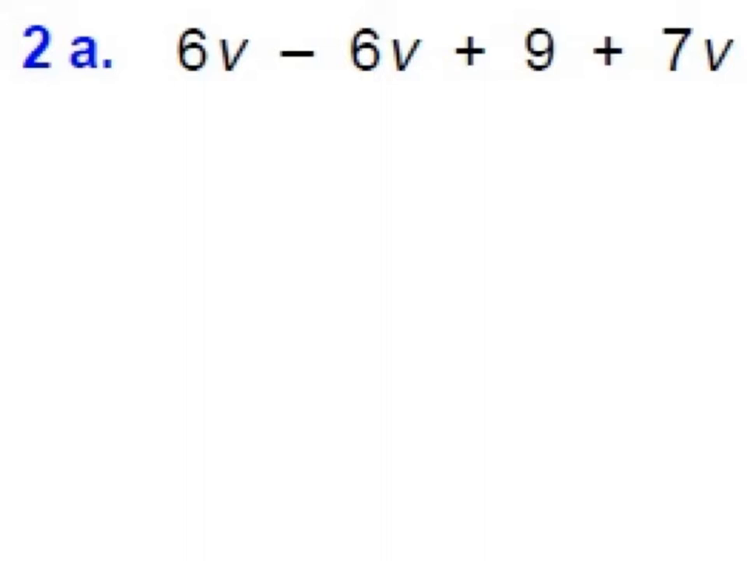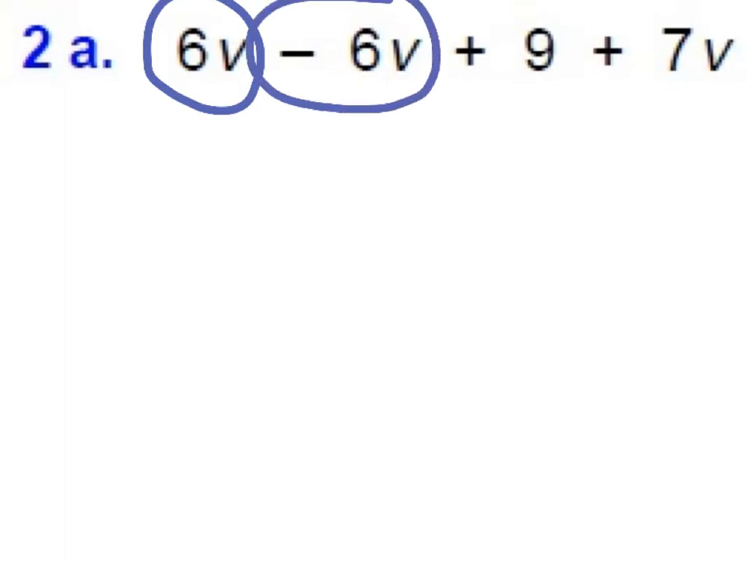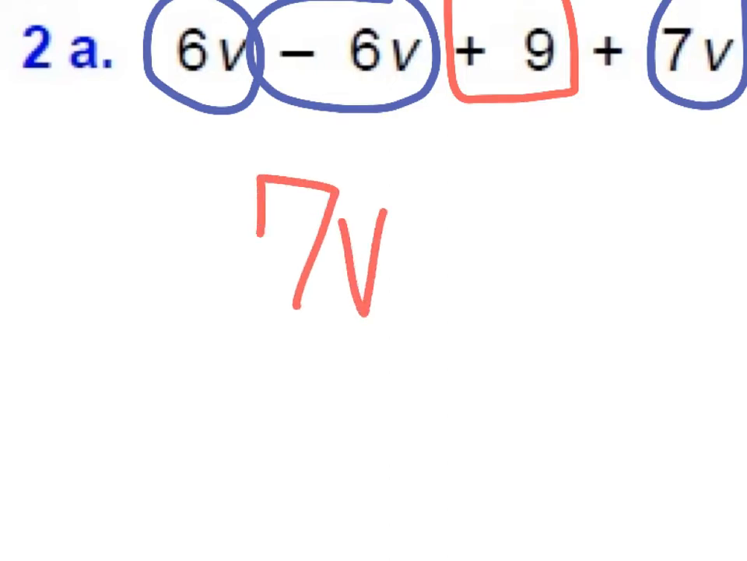Okay, so for this problem, again, we're going to put shapes around the like terms, and they're like because of the variables that are attached to them, and squares around the other ones. And so we have 3 different v's that we can combine, and then we have a positive 9. So I have 6v. I take away 6v. I add 7v. That just leaves us with 7v because these two cancel. And then I'm left with a plus 9.